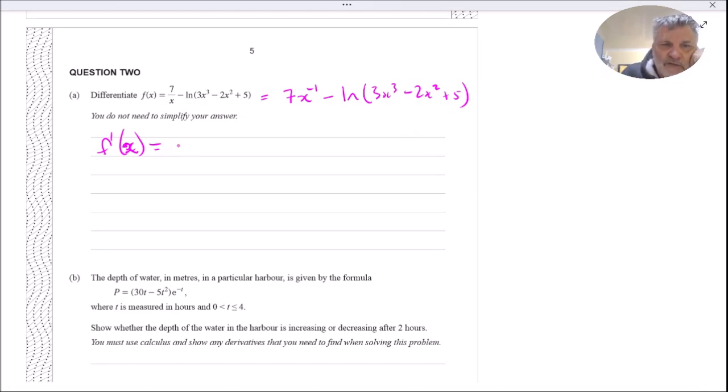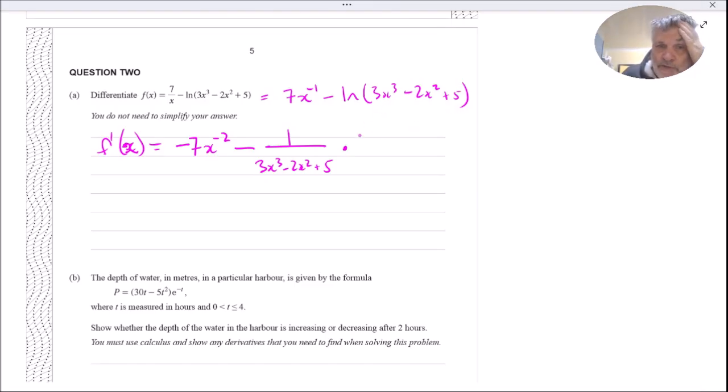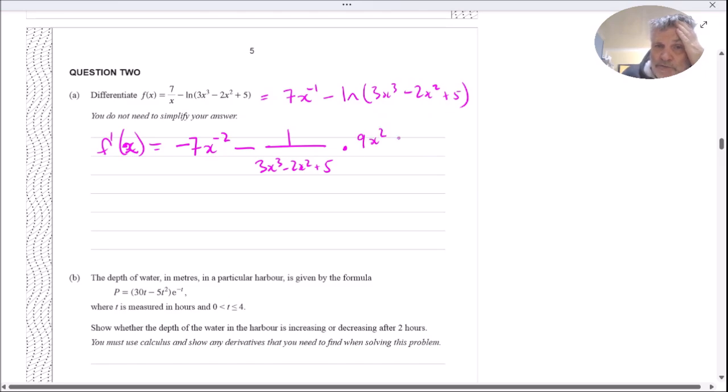So minus 1 times 7 is negative 7, and it's going to be x to the power of minus 2. And then minus, when you differentiate a logarithm, you get the reciprocal. And because this logarithm has a function inside, it's a polynomial this time, but it could be any function, we have to differentiate what's inside. So 3 3s are 9, x squared, 2 2s are 4, x, and the 5, oh, I didn't mean to write square brackets around there.